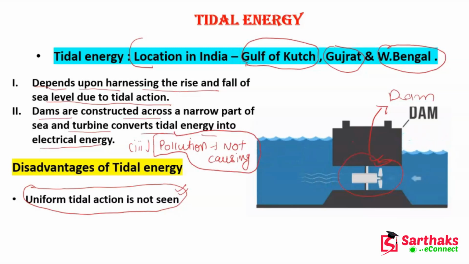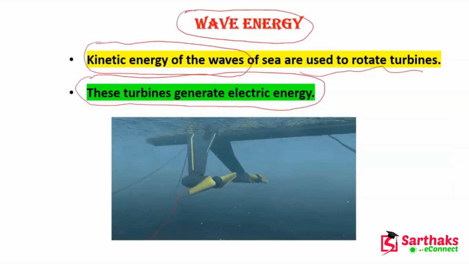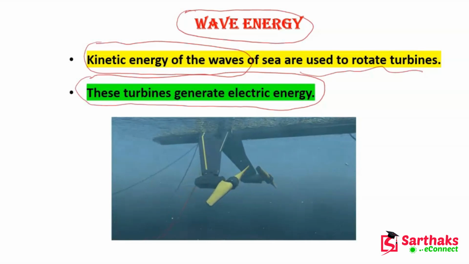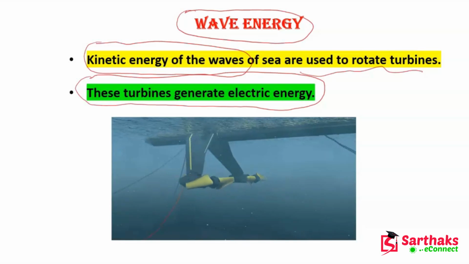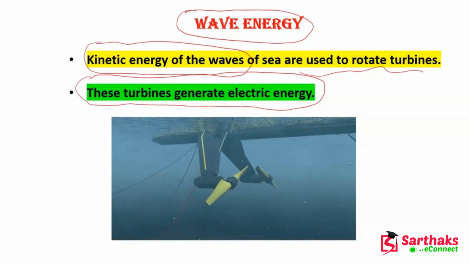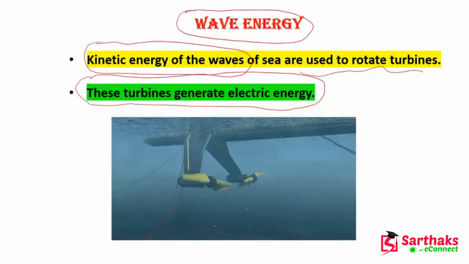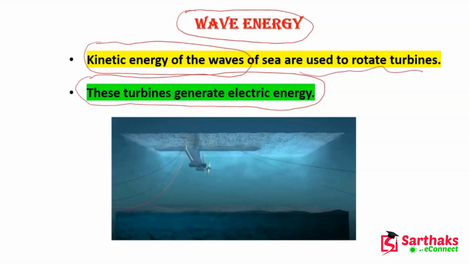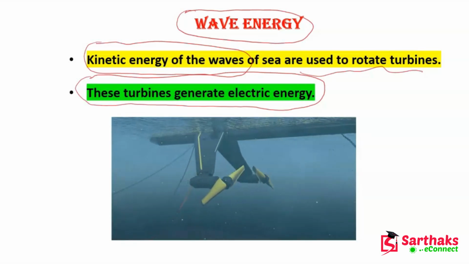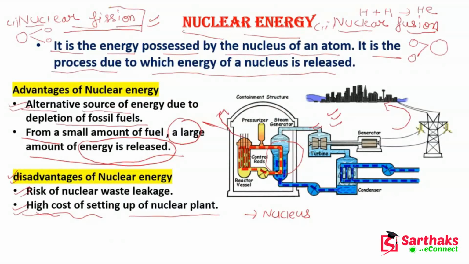After that we saw wave energy. You can use the wave to rotate this turbine, and when this turbine rotates, it generates electricity. So in both cases we are using tidal and wave energy to rotate the turbine.